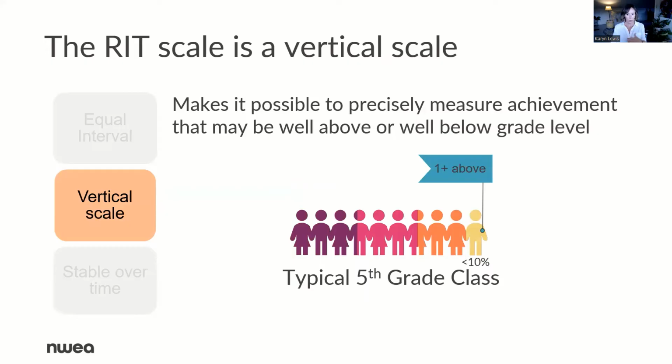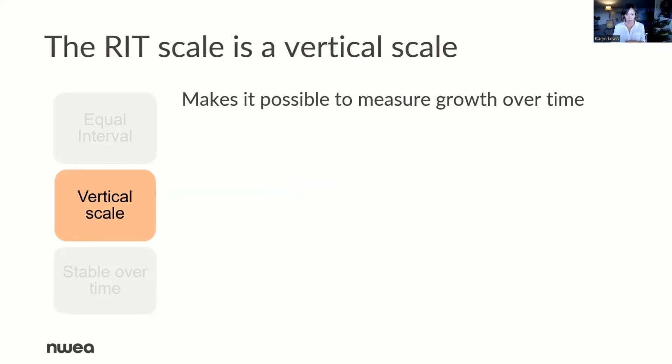We want MAP Growth to be able to meet students where they're at. So the scale cannot be tied to a particular grade level. Remember, we want the floor to be very low and the ceiling to be very high so we can capture this range of achievement levels. And a vertical scale makes it possible to do that.